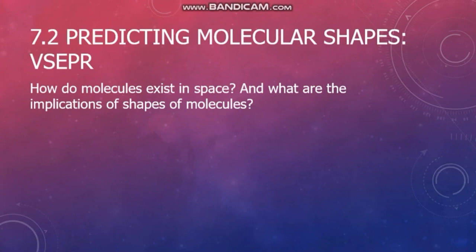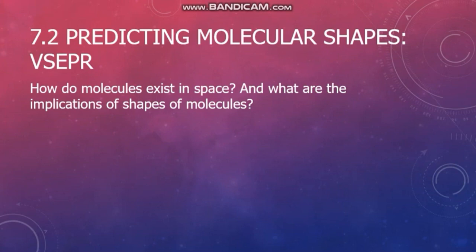Okay, so since we are already in the midst of studying chemistry, we must know that there are molecules, there are compounds, but how do these molecules exist in space? And will there be any implications regarding the shapes of the molecules? So this topic will cover these questions.